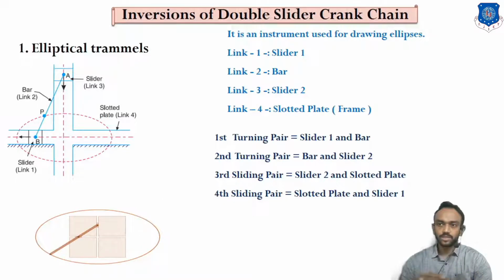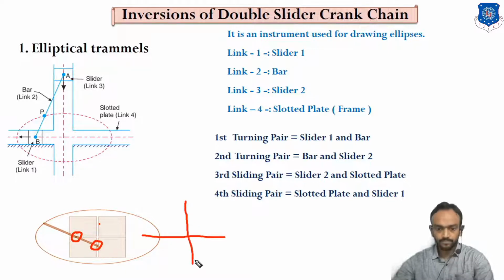Let's start the inversions of the double slider. In the double slider, the first inversion is the elliptical trammel. You can see there are 2 sliders here: this is slider number 1 and the second is slider number 2. One is horizontal, the second is vertical, and this point P is here for drawing the ellipse. In this link, the point P is put outside of the link, so we can find a larger ellipse.